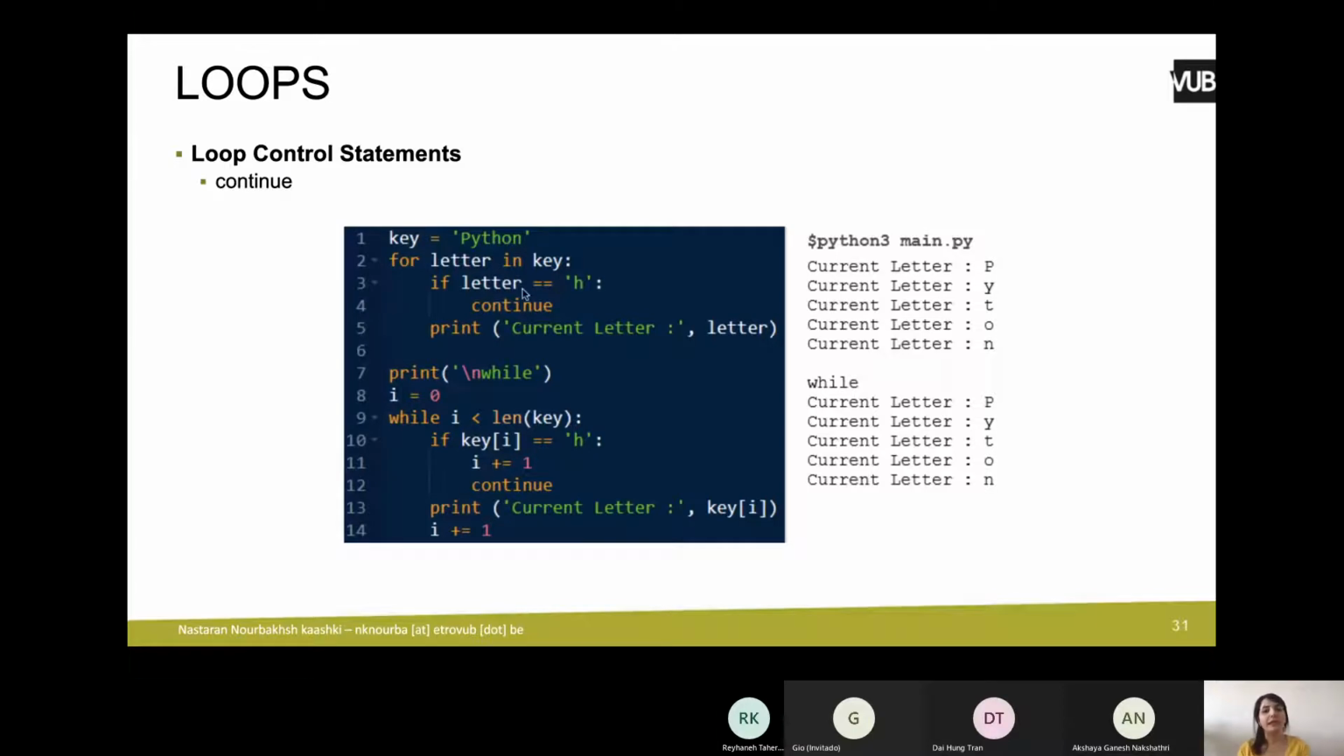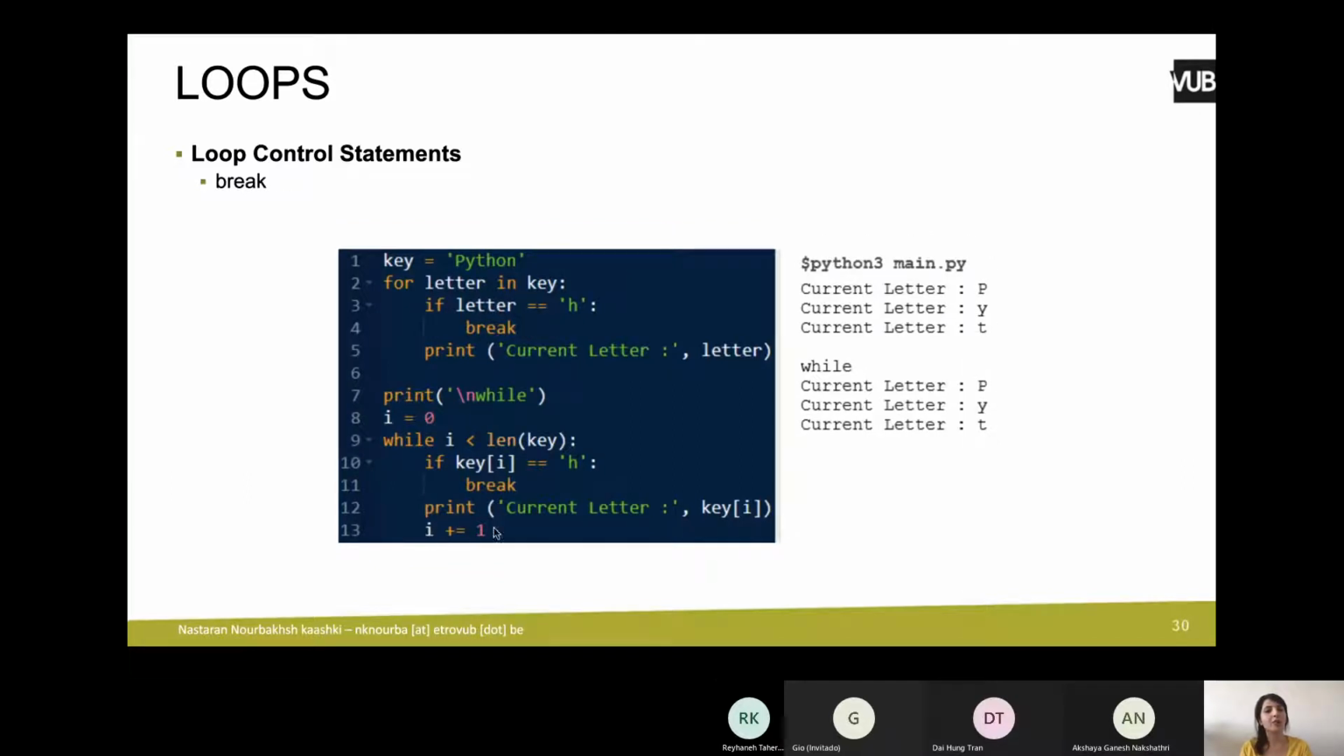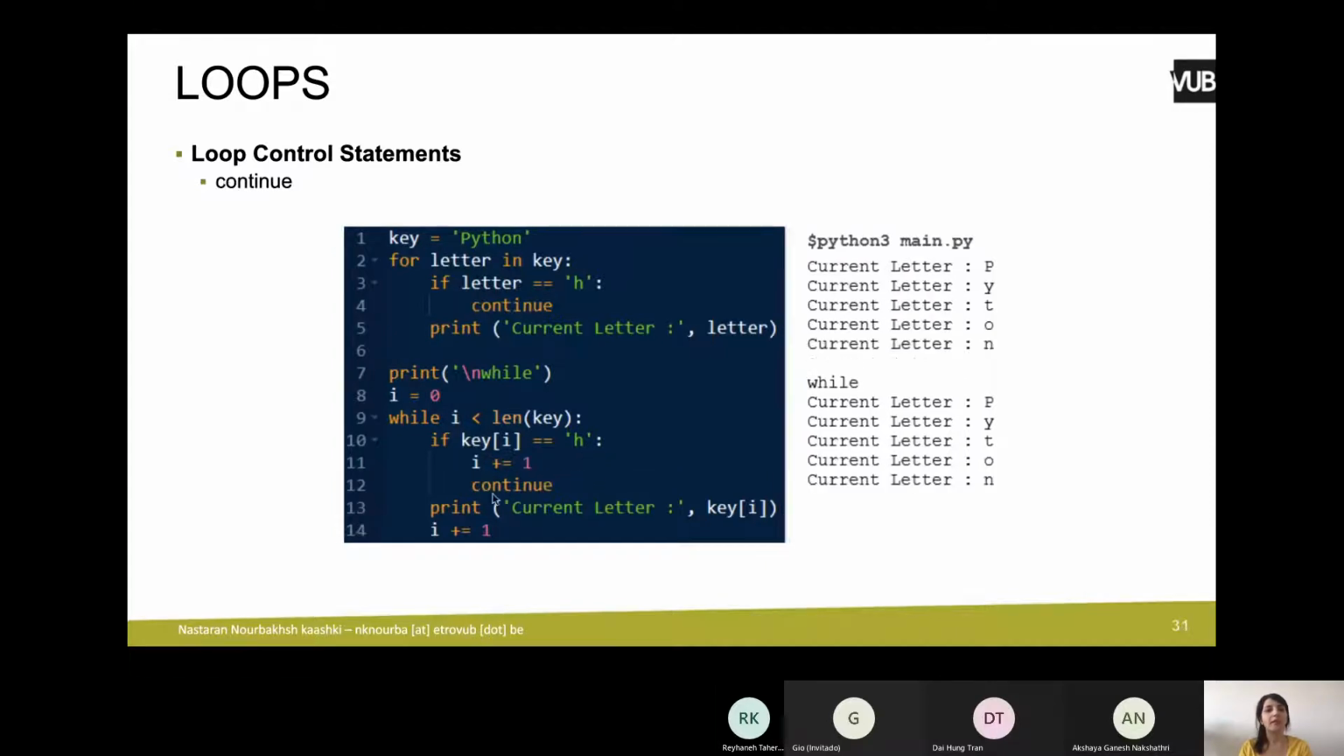How about continue? Here, I'm saying that if you meet H, go to the next run of this loop. So H will be ignored. P, Y, T, O, N, H is ignored. Also here, but you see the difference between here and here. I put I plus 1 here in break because I didn't want to continue running this loop if it is H. But in this one, I have to put this updating here as well. Otherwise, it will be stuck, and it thinks that it's on H all of the time because I is not getting updated.